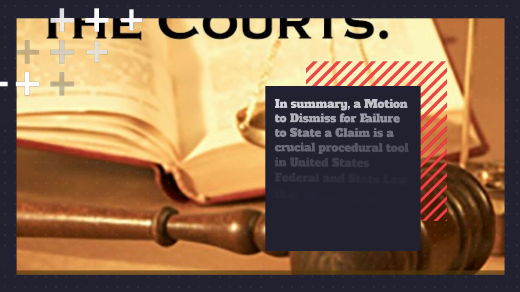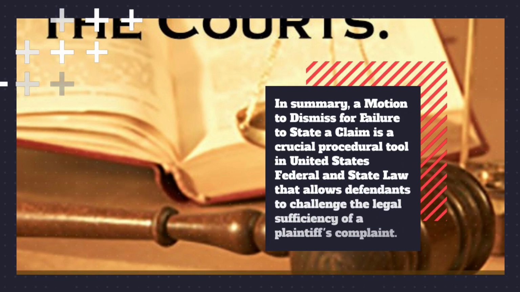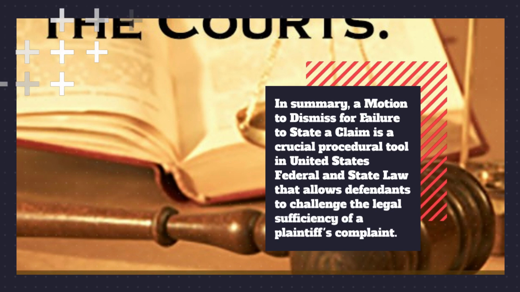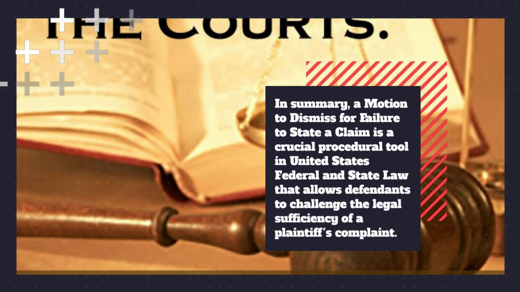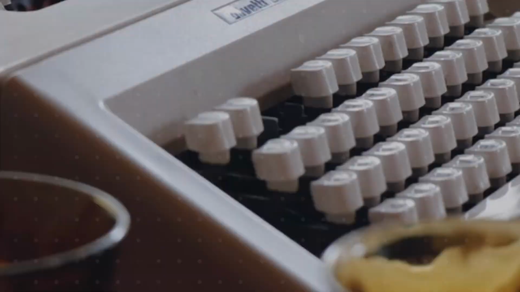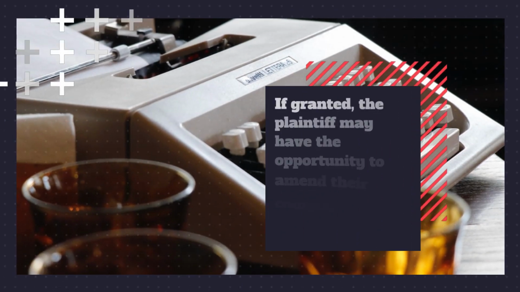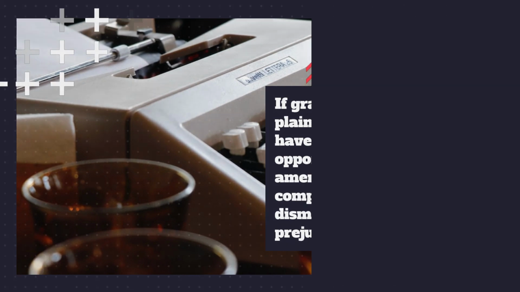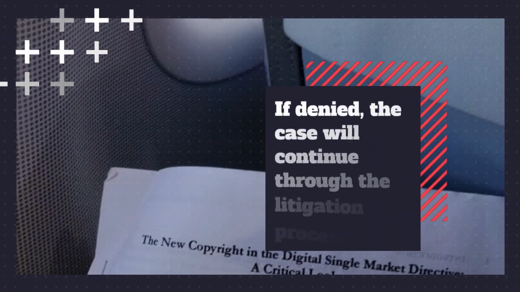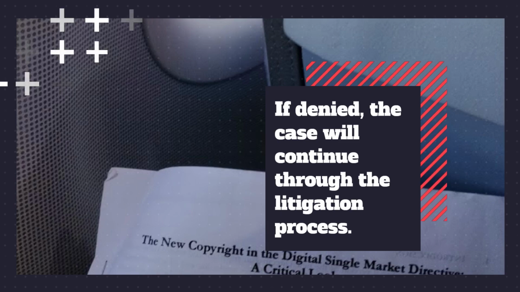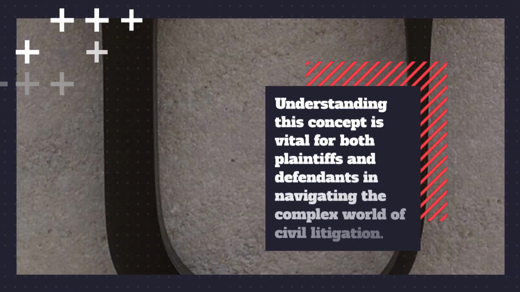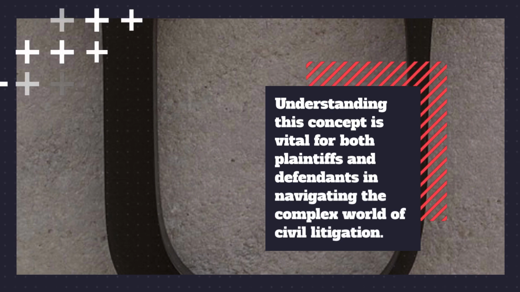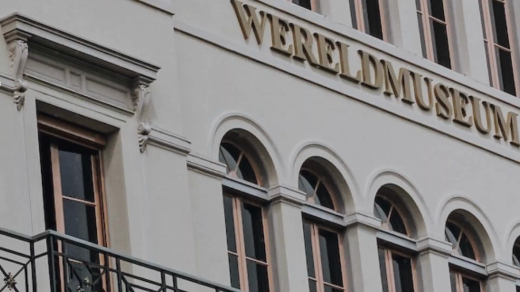In summary, a motion to dismiss for failure to state a claim is a crucial procedural tool in United States federal and state law that allows defendants to challenge the legal sufficiency of a plaintiff's complaint. If granted, the plaintiff may have the opportunity to amend their complaint or face dismissal with prejudice. If denied, the case will continue through the litigation process. Understanding this concept is vital for both plaintiffs and defendants in navigating the complex world of civil litigation.